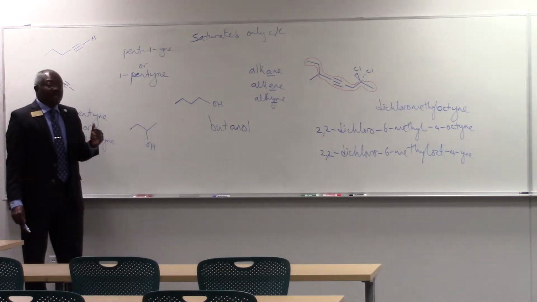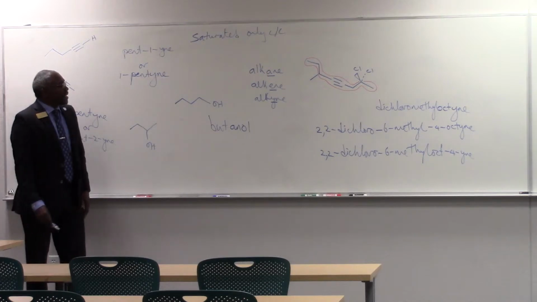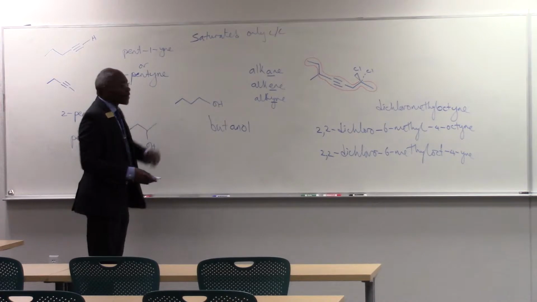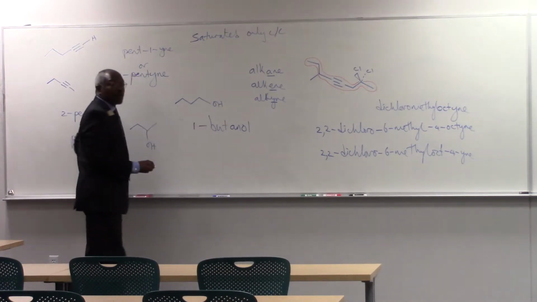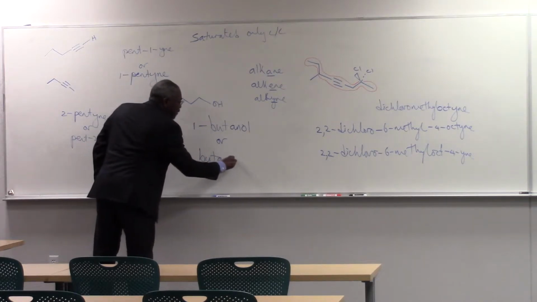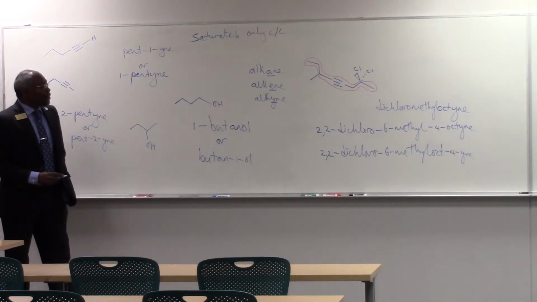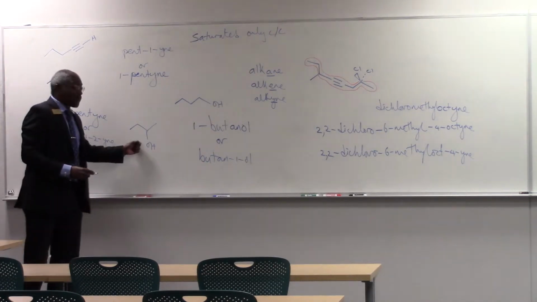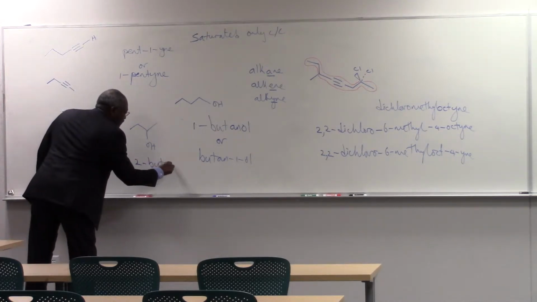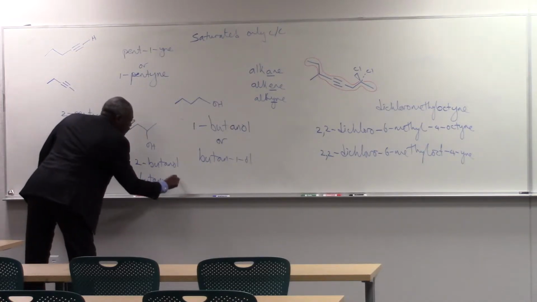So I need a locant to indicate where the alcohol group, the OH group, is. And it's on carbon number 1. Again, the major functional group gets the lower locant. So this is 1-butanol, or, as you might guess from now, butan-1-ol. Not surprisingly, I would call this compound 2-butanol, or I can call it butan-2-ol.